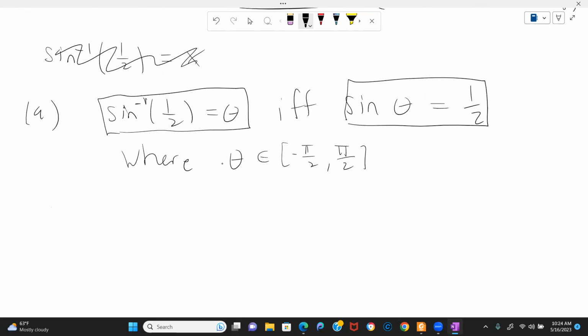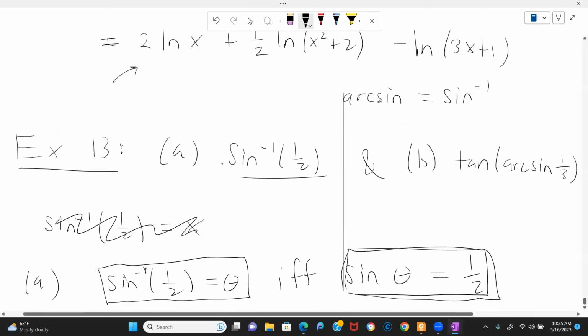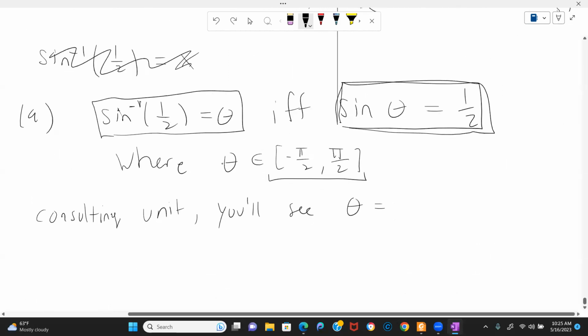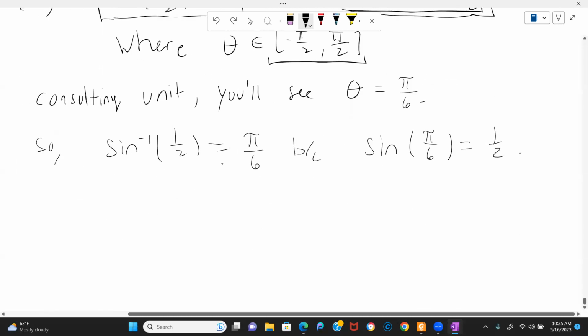So just consulting the unit circle, you'll see that theta, the only angle in this interval that satisfies this equation, is theta equal to pi over 6. So sine inverse of 1/2 is equal to pi over 6 because sine of pi over 6 is equal to 1/2. So that's how you solve that.